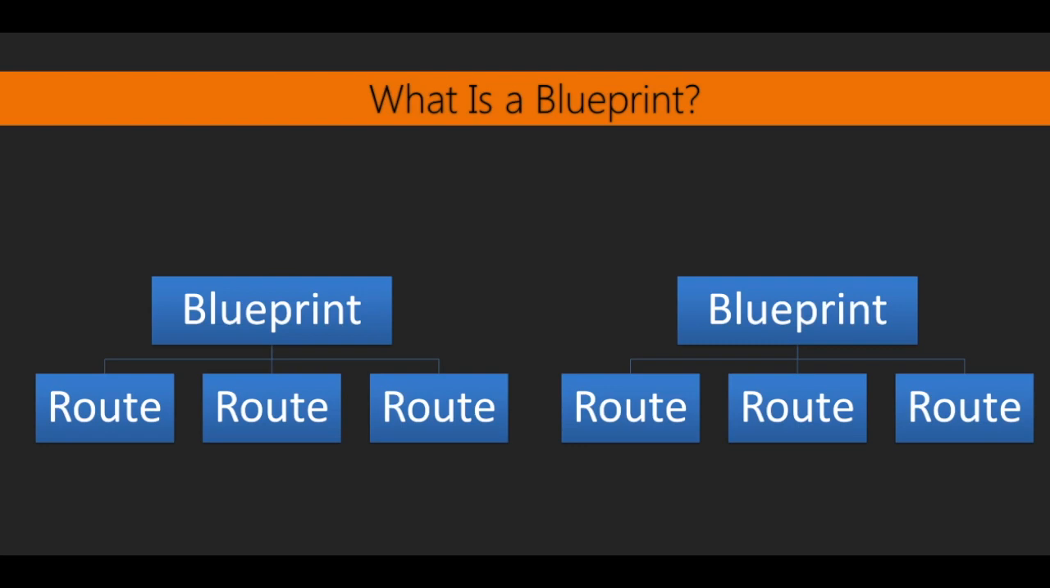While they do not have all the functionality of an actual application object, blueprints allow you to register routes to them, which gives you the ability to share common attributes between them, like a separate template folder, a separate static folder, or a common URL prefix.